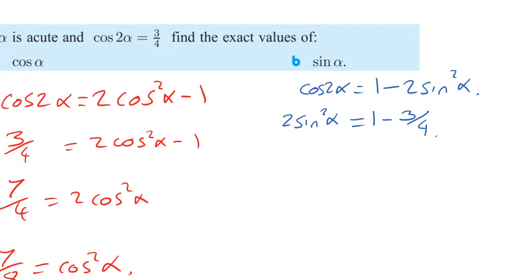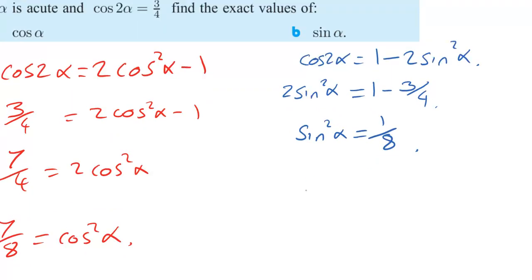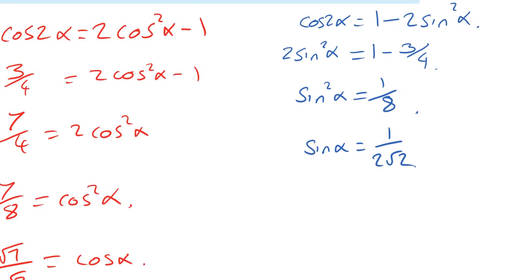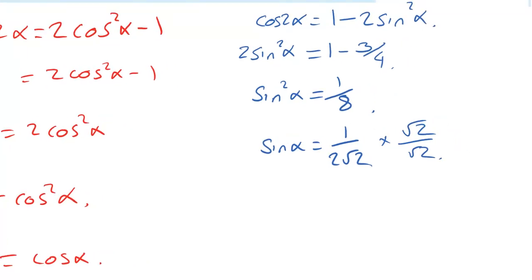From here, we can basically collect up the 1 with the 3/4. That's going to be 1/4 and divide by 2. So we'll have sine squared alpha is equal to 1 over 8. We'll square root and say that sine alpha is 1 over 2 root 2. Of course, it's positive because we're in that first quadrant. So there we are. I think we'll just do the same as last time and we'll clear out that square root from the denominator. So the final answer in its best form, I guess, is root 2 over 4.